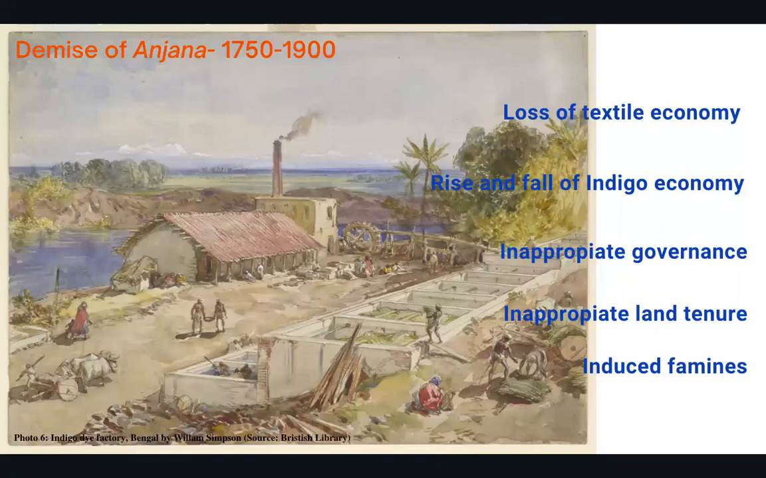Famines also happened due to inappropriate governance, which started with the Permanent Settlement in that region, where the British government did not understand the fluid geography of that region and insisted on fixed income or fixed revenue each year from that area, which was not possible due to the inappropriate land tenure system and the infrequent cultivation.